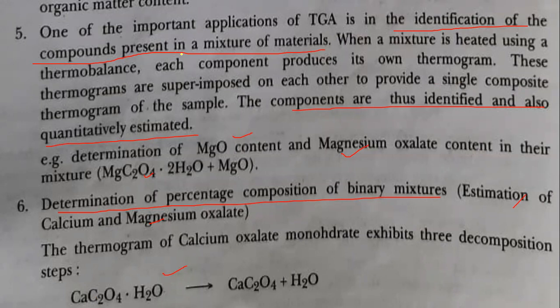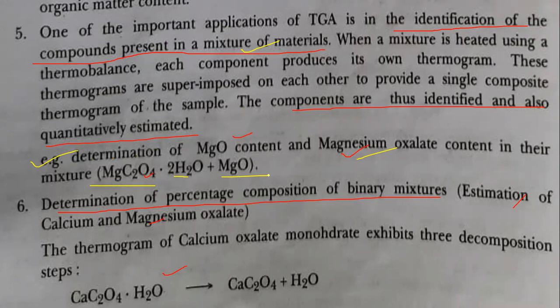Identification of the compounds present in a mixture of materials is also possible. The components are thus identified and also quantitatively estimated. An example is the magnesium oxide content and magnesium oxalate content in a mixture, that is, magnesium oxalate dihydrate plus magnesium oxide. So determination of two components is simultaneously possible using the TGA technique.